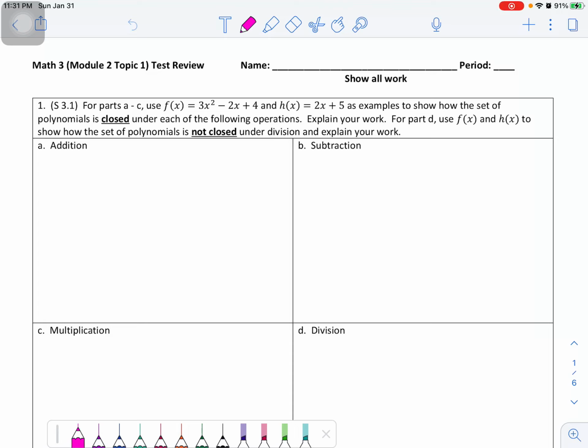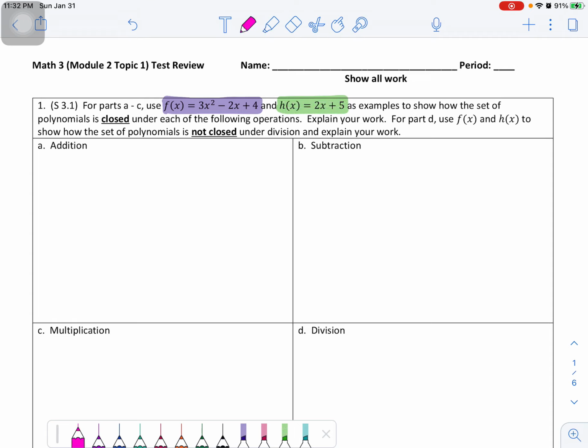So in this video, I'm going to go through page 1 of the Unit 4 study guide. Part 1 starts talking about the closure property, and it starts off with two polynomials. We've got f of x here, which is 3x squared minus 2x plus 4, and we have h of x, which is 2x plus 5.